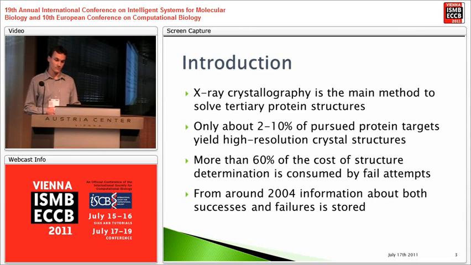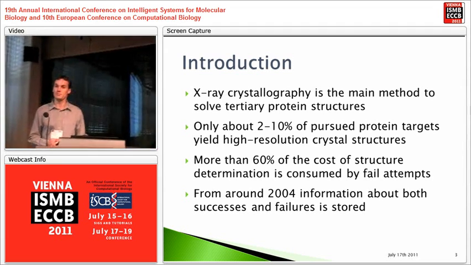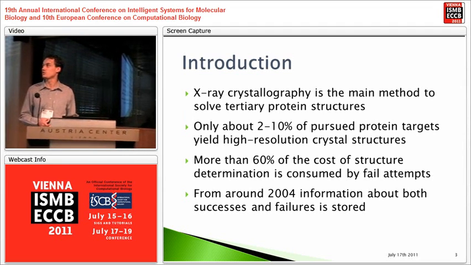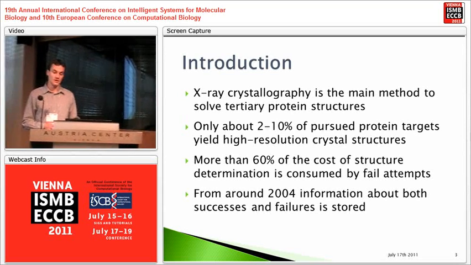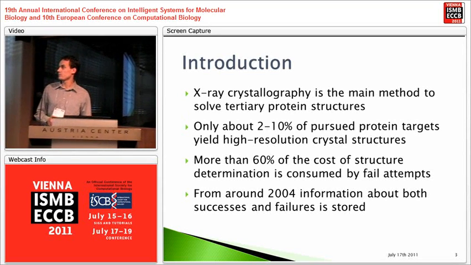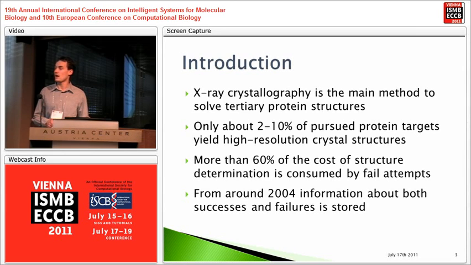So as we all know, the main method for solving tertiary protein structures is X-ray crystallography. More than 85% of the PDB protein structures are solved by this method. But unfortunately, this is quite an expensive method, and only 2 to 10% of pursued targets actually yield high-resolution crystals, which means that more than 60% of the cost is consumed by failed attempts.